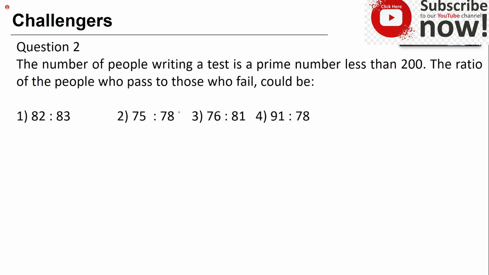Try this one. The number of people writing a test is a prime number less than 200. The ratio of people who pass to those who fail could be... If I take this as my ratio, then what would be my total number of students? Can you tell me?